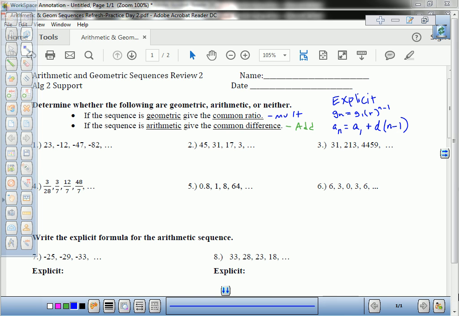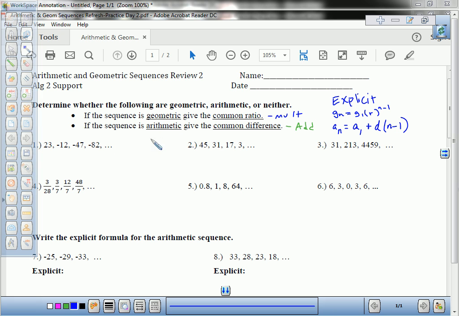All right, so sometimes it may appear that there's not anything. Like number 1 looks kind of weird. I know I'm not multiplying by the same thing because it goes from positive to negative and then stays negative. So I know I can rule out geometric because if it had a negative ratio, it would go positive, negative, positive, negative. I can totally rule out geometric. So all I have to test for is arithmetic.